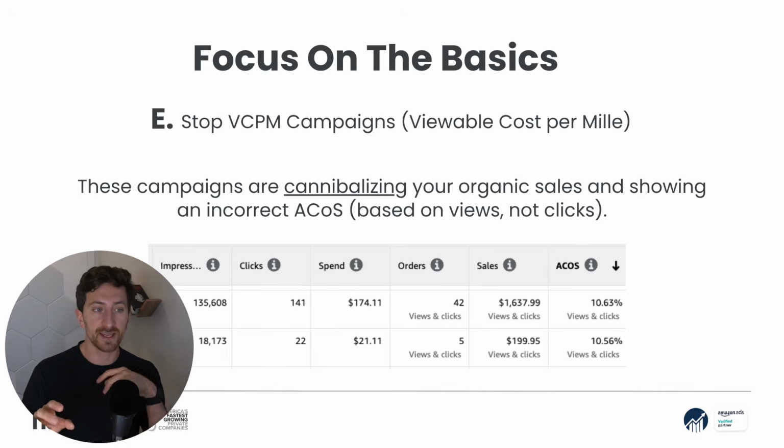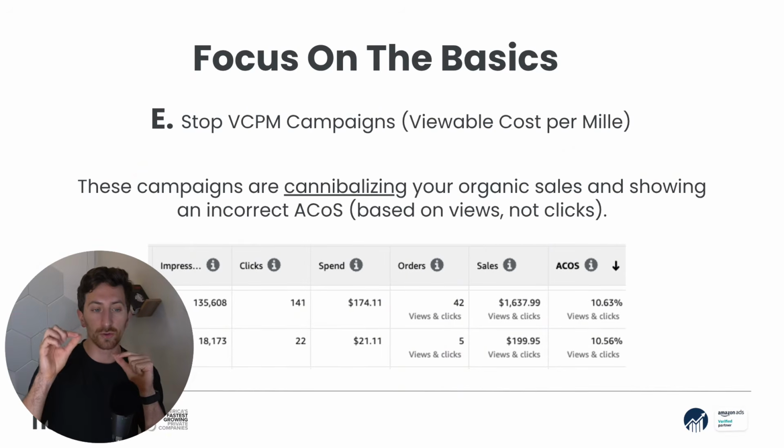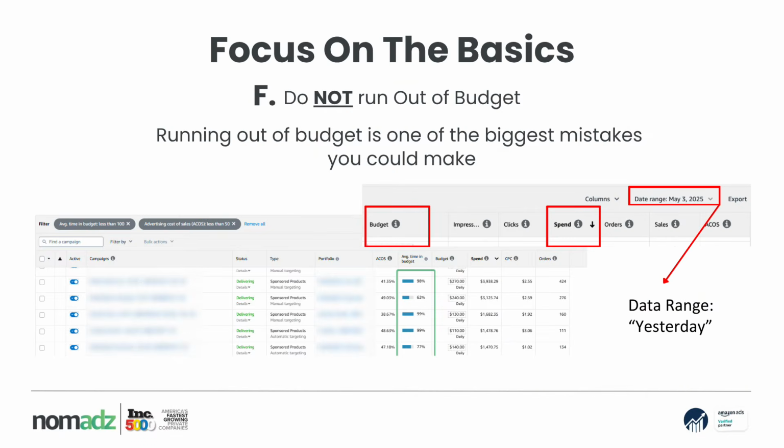And you can find this in sponsored display campaigns. You need to go in your advertising console and select sponsored display. You will be able to see views and clicks under orders, sales, and ACOS. If you see that, that is a VCPM campaign, so viewable cost per mile. And if you see this, what we suggest is to stop these campaigns and move them to a cost per click campaign. After that, we have: do not run out of budget.